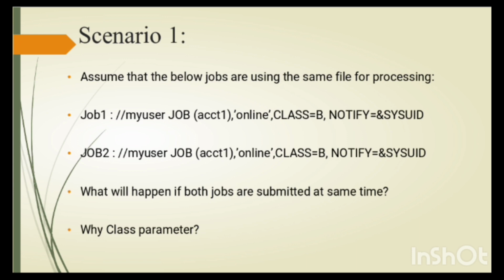Okay, so after that, why the class parameter? Why are we using the class parameter? What is the purpose of the class parameter? I know we are clearing it with the class parameter, but this question is also required. Let's assume that two jobs are submitted at the same time, and those are using the same set of files. Among those two jobs, one job completes in 1 minute and the other job takes 10 minutes.